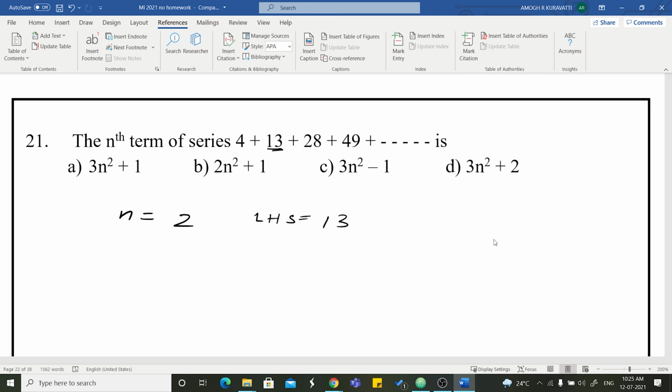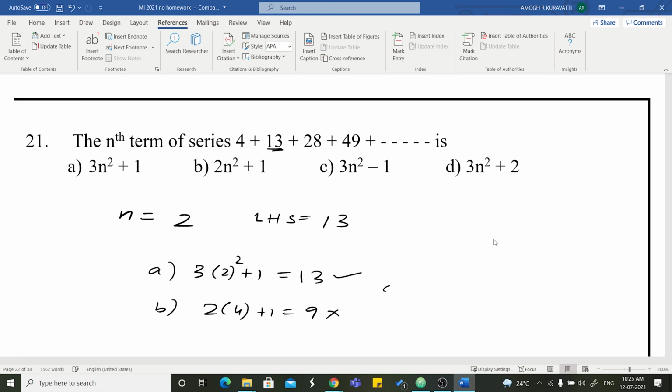Put n value 2 in these options. Option A, put n is 2: 3 into 2 square plus 1. 2 square is 4, 4 threes are 12, plus 1, 13. Correct. Option B: 2 into n value 2, 2 square 4 plus 1, 8 plus 1, 9. Wrong.